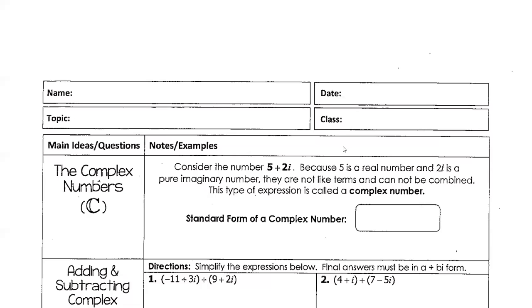Essentially, a complex number is a real number part plus or minus an imaginary number part. So complex numbers are going to be in this form. A plus bi is usually the notation we use. Here, let me try and write that a little bit neater.